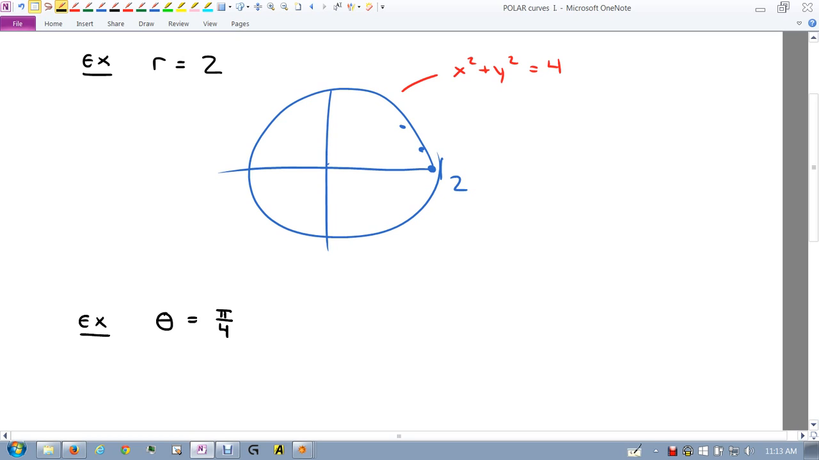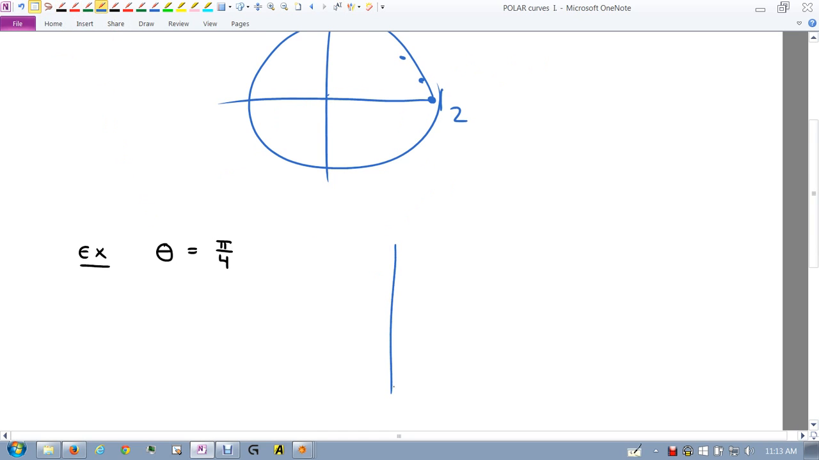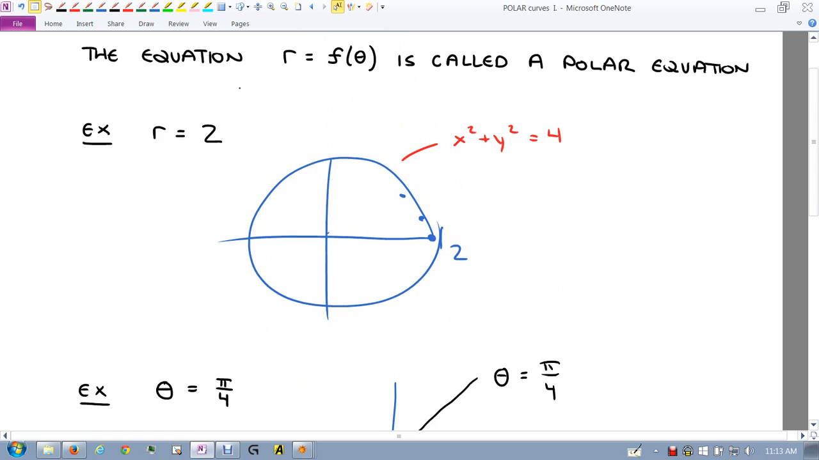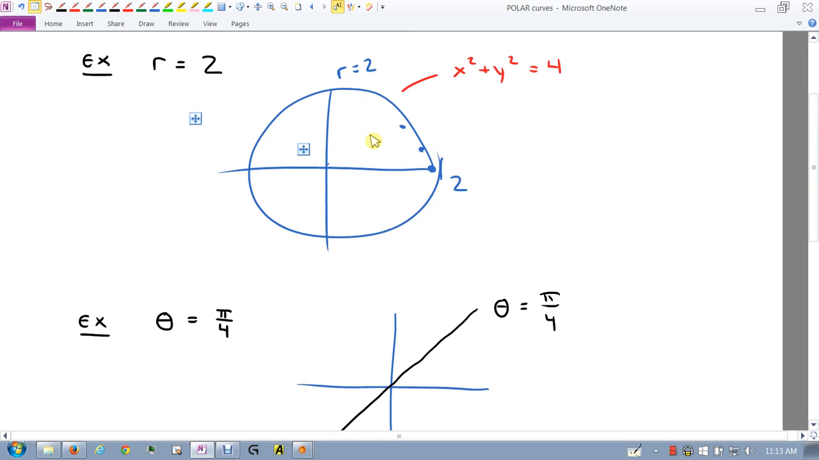So what is this going to draw? A straight line. It's going to look like this. This is the equation theta equals pi over 4. This up here was the equation r equals 2. Understand? No questions?